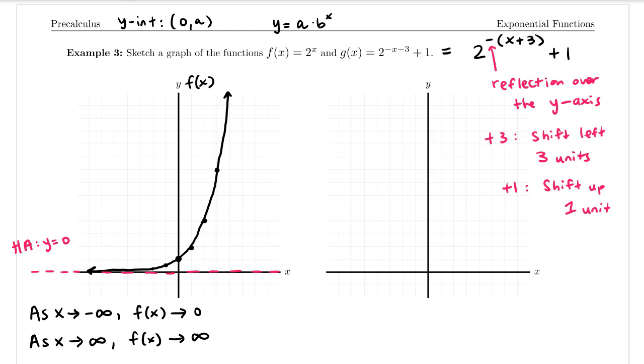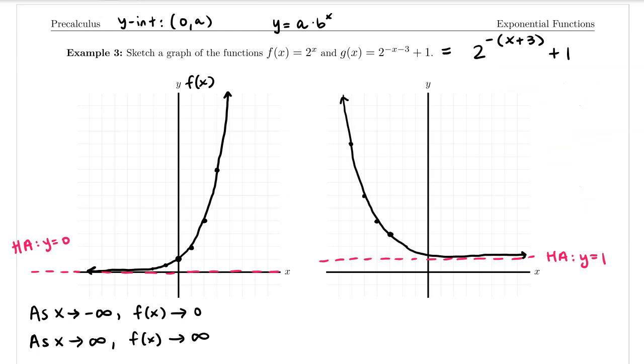So since the shift up 1 unit occurs, that's the only thing that's really affecting the horizontal asymptote. So what that tells us is that we are going to have a horizontal asymptote shifted up 1 unit from the parent graph, which we have graphed on the left. So here we have our horizontal asymptote, and it's the equation y equals 1. So I went ahead and I plotted some points and finished off the graph that shows the different transformations that happened. We had the reflection over the y-axis, the shift left 3 units, and the shift up 1 unit. So here is the graph.